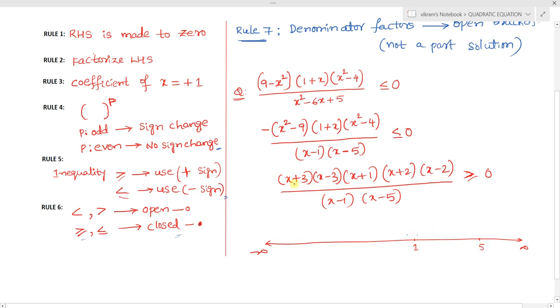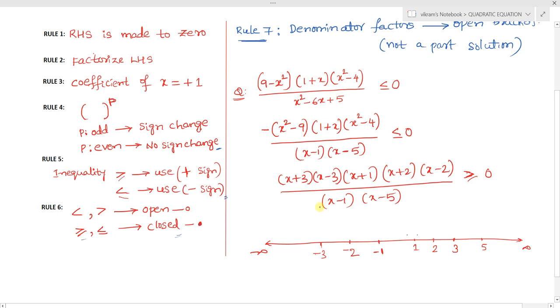Next the numerator factors: x plus 3 means x is equal to -3, and x minus 3, that means x is equal to 3, and x plus 1, that means x is equal to -1, x plus 2, x is equal to -2. I'm representing over here with a little bit of gap, so x is equal to -2, x is equal to -3, and x minus 2, x is equal to 2. We represented all of these.